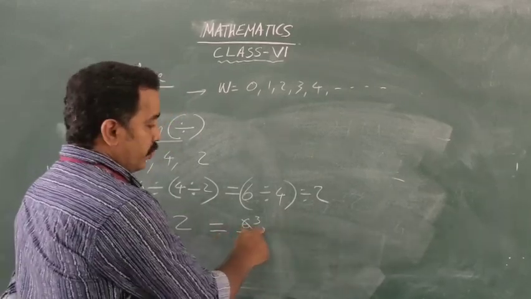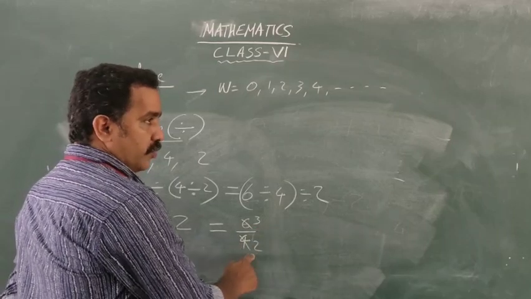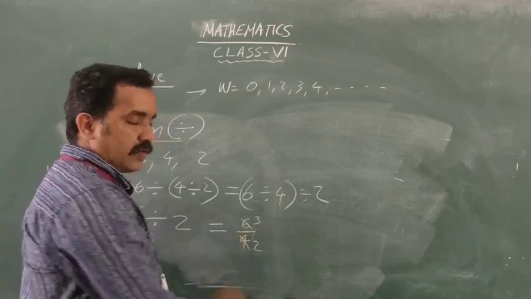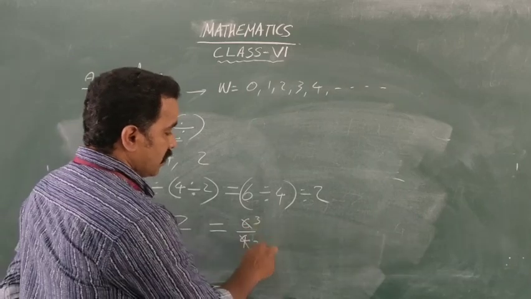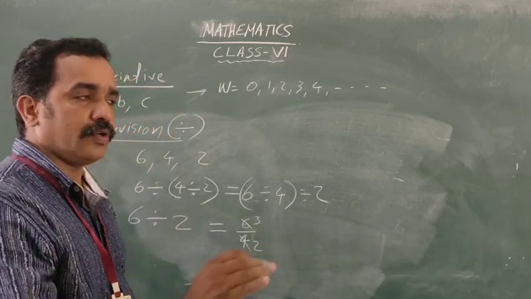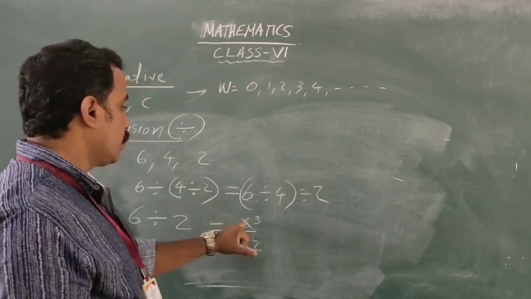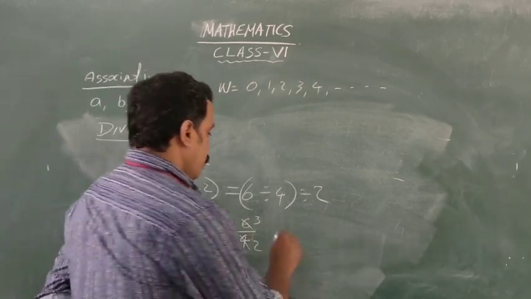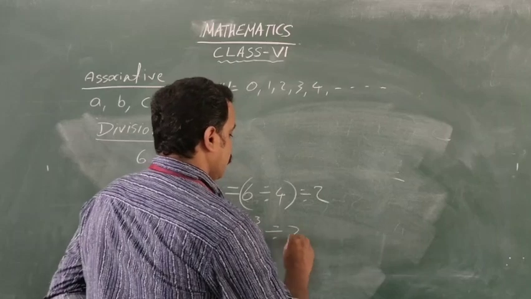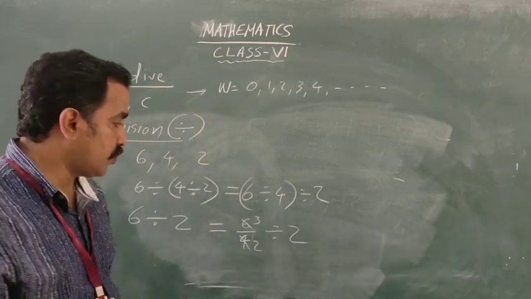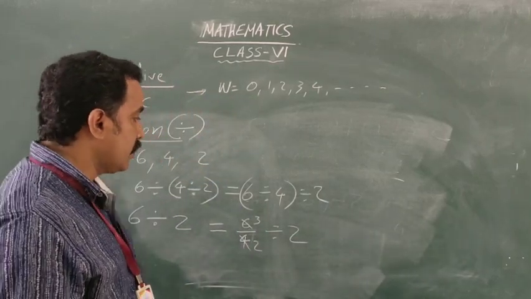6 is equal to 2 into 3 and 4 is equal to 2 into 2. From that, this 2 and this 2 are cancelled, remaining 3 by 2. When you simplify to the lowest term, it is 3 by 2. So 6 by 4 is 3 by 2. Divided by 2, 3 by 2 divided by 2.